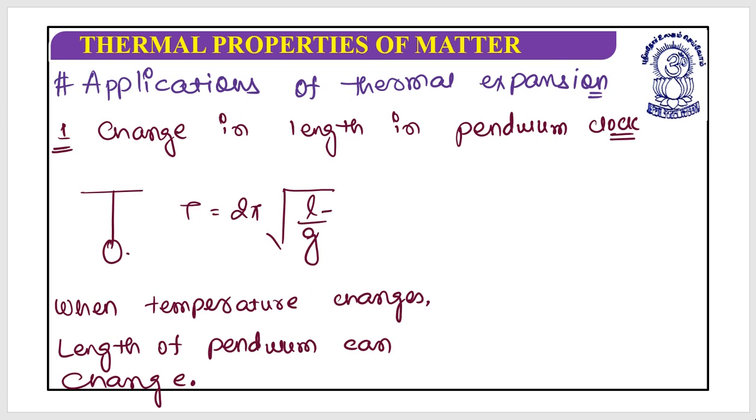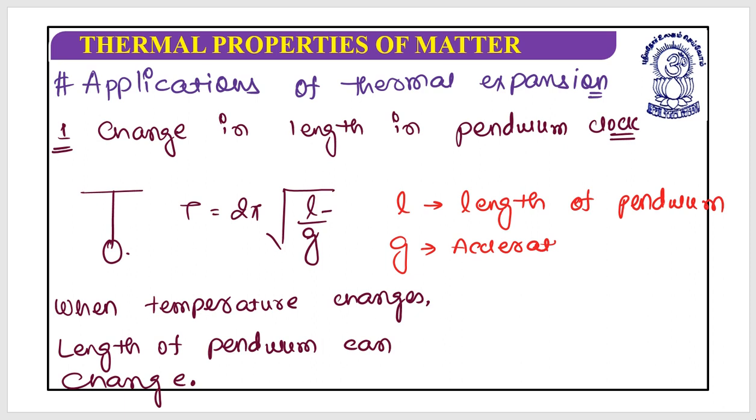Generally, in most pendulum clocks these are metallic pendulums, and when it is a metallic pendulum, the length of the pendulum can change. L is the length of the pendulum, and g is the acceleration due to gravity. So due to a change in temperature, g would not change, only the length of the pendulum changes.